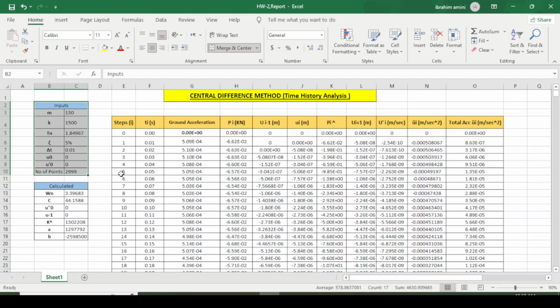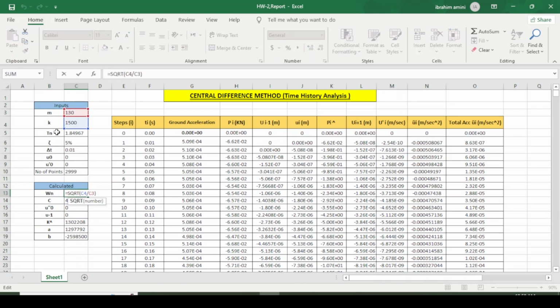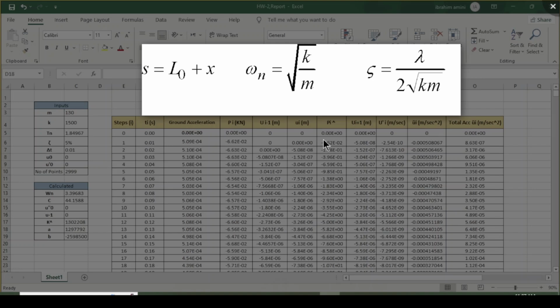After that we will calculate the related steps for the central difference method. First we will calculate omega n, or the natural frequency, with this formula: square root of stiffness by mass, which I have already calculated in this Excel sheet. Afterward we will have the constants, starting with the damping constant C. You can look here, this is the natural frequency, the square root of stiffness by mass.